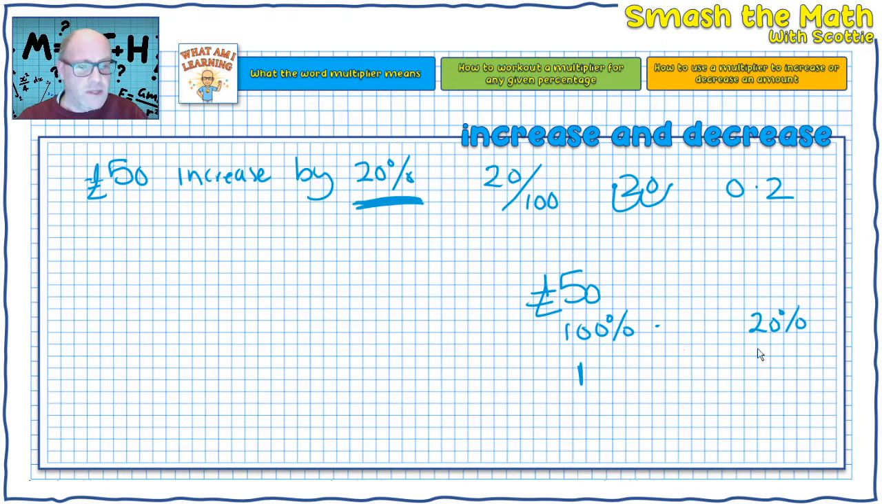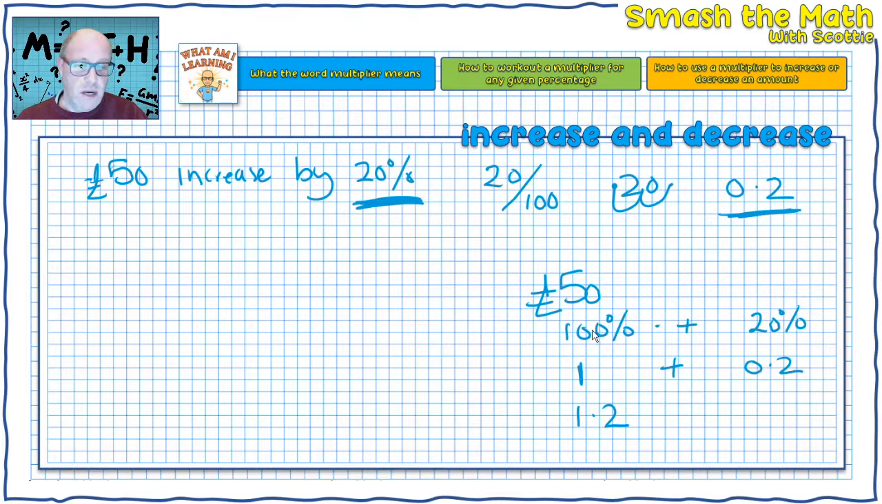So what I actually want is 120%. I start with my 100%, my £50, and I'm increasing by 20%. And I've already worked out my multiplier, so it becomes 1 plus 0.2. Okay, so 1 plus 0.2 is 1.2. That's my multiplier. Okay, so let me go through that again.